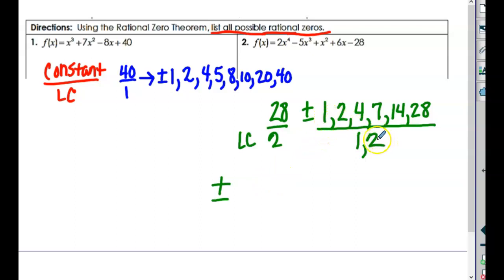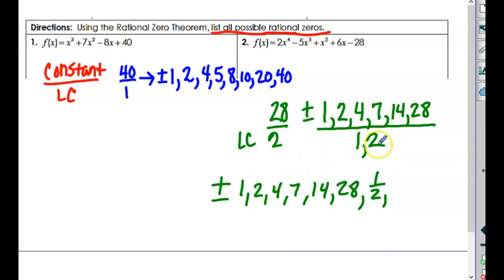But what if I put these over 1? Then I just have 1, 2, 4, 7, 14, and 28. But what if I put them over 2? Does that add some other possibilities? 1 over 2. 1/2 is a possibility. 2 over 2, do I need to write that one down? 2 over 2 is 1, it's already on my list. 4 over 2, do I need to write that one down? 7 over 2. 14 over 2 is 7, and 28 over 2 is 14. So there we go. Got them all. Anybody confused?